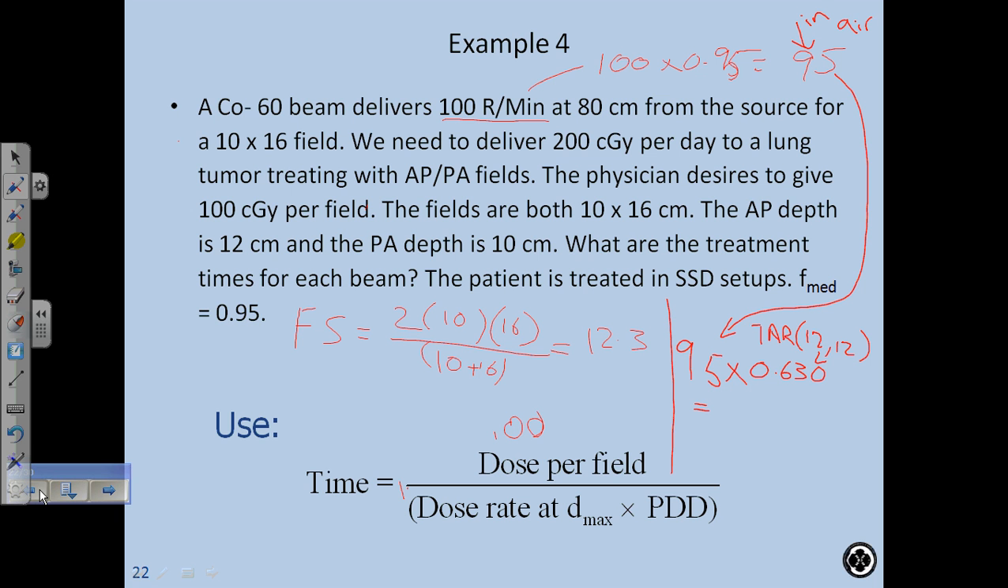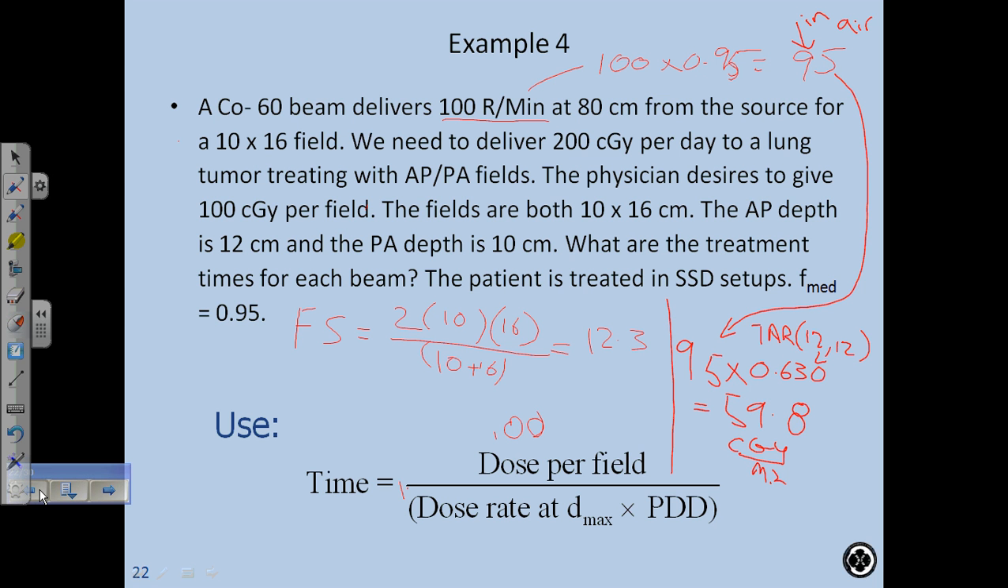So what number do I get? 95 times 0.630. That's about 0.6. You got a calculator? I have one in here. 59.85. Okay, so it's just 59.8. And that's units of? Centigray per minute. Okay. Cool.